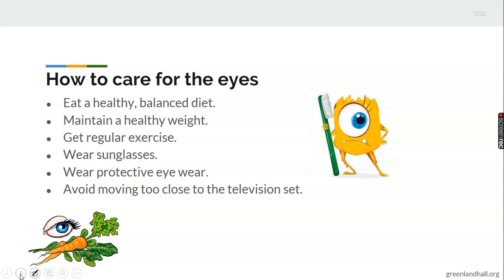Okay. Number 2, we must maintain a healthy weight. Don't be too weighty. Don't become too fat. You have to maintain a healthy weight after you've eaten good food. That also has to do with eating good food, not junk up and down, but you should eat good food, balanced diet. Number 2, you should maintain a healthy weight.